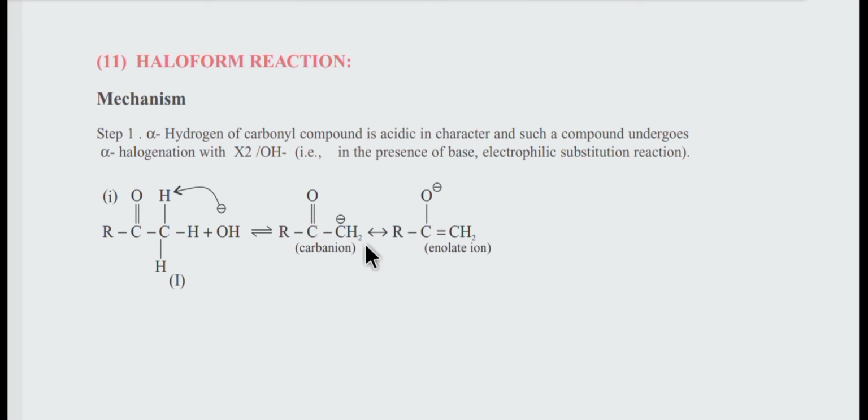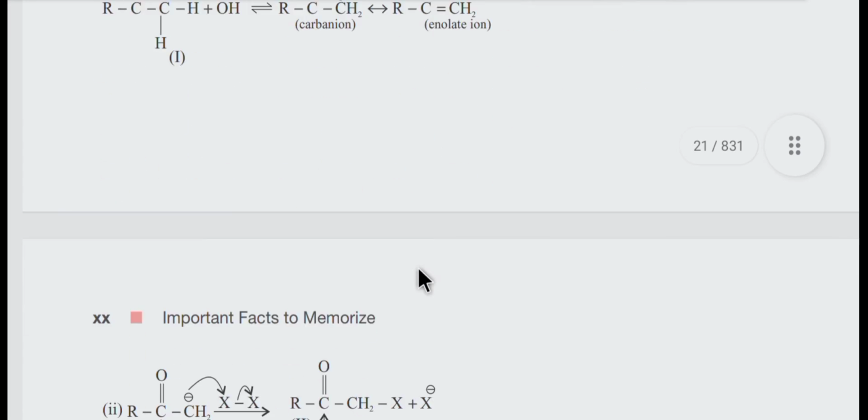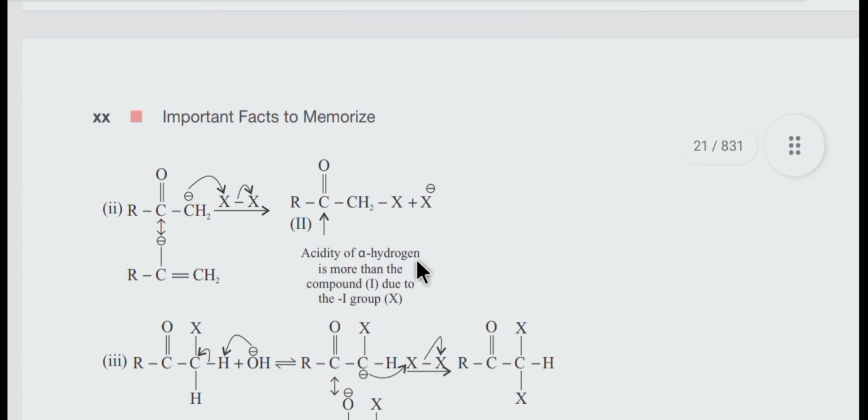Here this resonance stabilized structure will be produced. This negative charge can be stabilized by the carbonyl group, producing a resonating structure. The negative charge will shift toward the oxygen and produce a double bond, so the carbonyl double bond will shift and break. So this is the carbanion and this is the enolate ion. This is why the structure is resonance stabilized. Let's see further in this mechanism: the carbanion is resonance stabilized with the enolate ion.